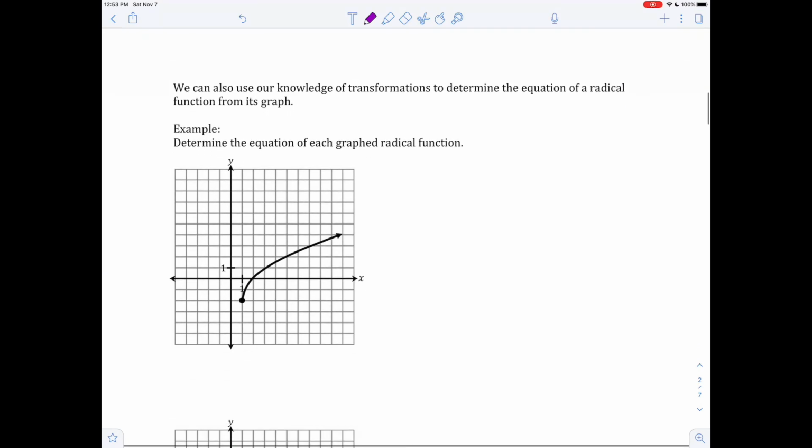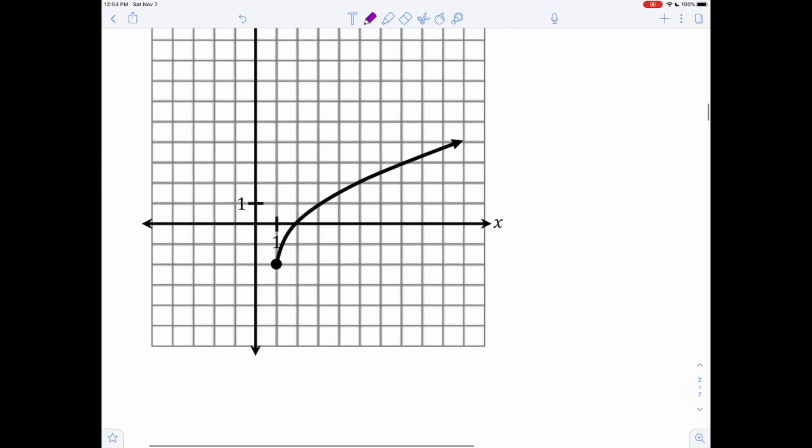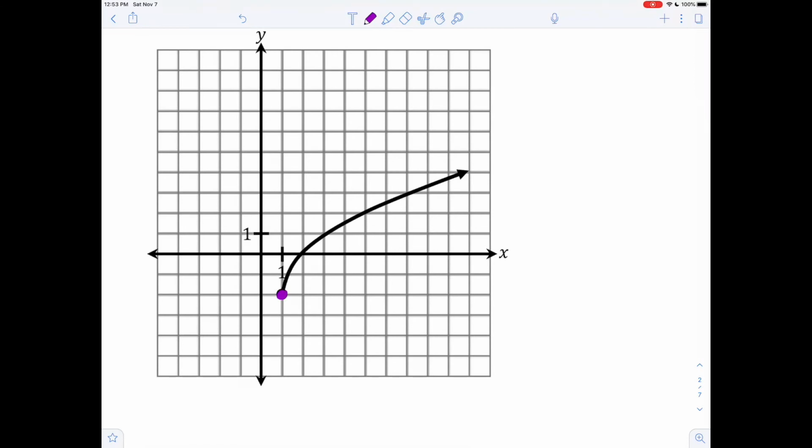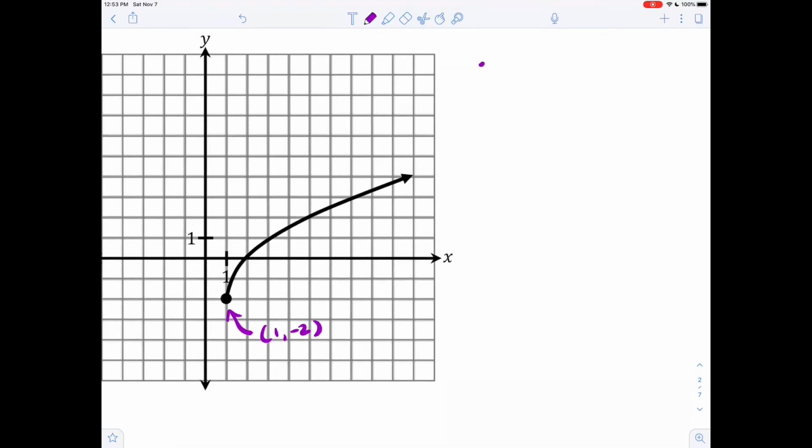So we can also determine the equation of a radical function from its graph. Now earlier I mentioned that the point 0, 0 doesn't get affected by any stretches or compressions or reflections, and that starting point for any radical function can immediately tell us what we've got in terms of shifts. So the fact that this point is at 1, -2 immediately tells us that we went to the right by 1 unit and that we went down 2 units. That's how far off we are from the origin.